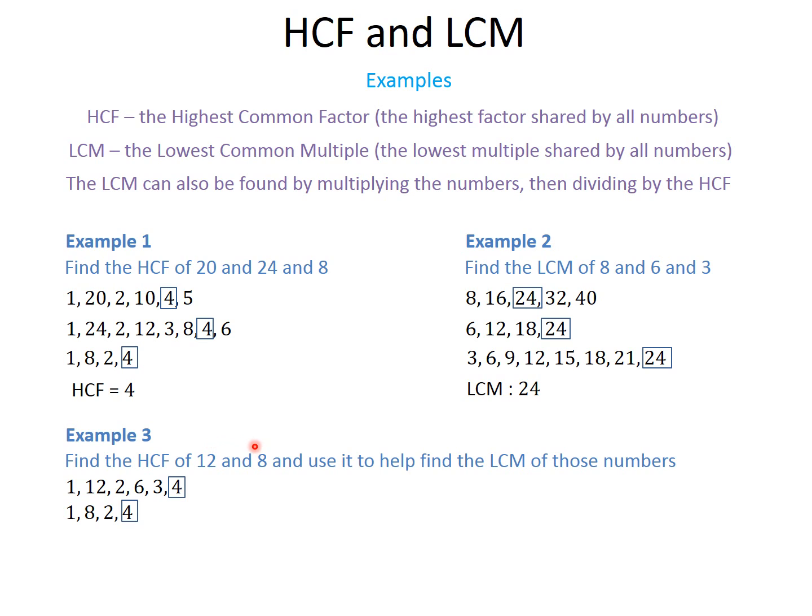And so we need to then use that highest common factor. We're going to multiply 12 by 8, so 12 times 8. And then we're going to divide it by 4, that highest common factor. And so 12 times 8 divided by 4. Work out the 8 divided by 4 first. That's 2. So we're left with 12 times 2. And then 12 times 2 is 24. And so that's the lowest common multiple of 12 and 8.